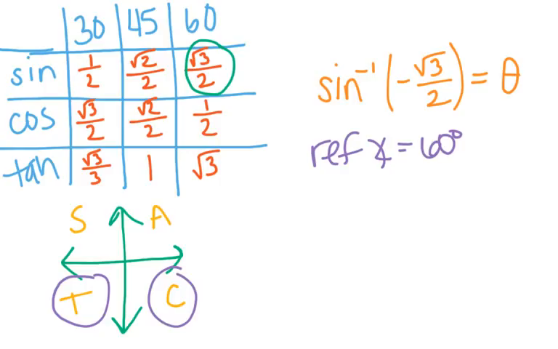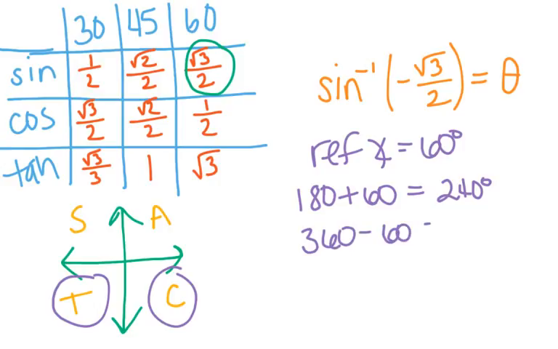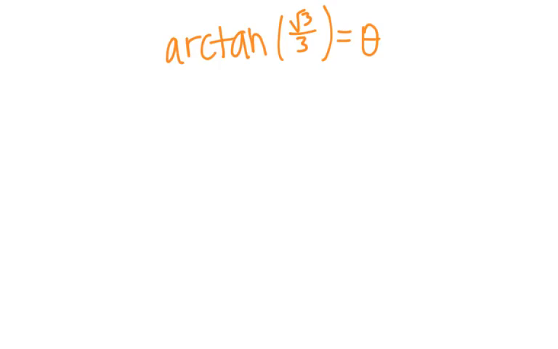So to find an angle in quadrant 3 with a reference angle of 60, I'm going to do 180 plus 60, and that's going to give me 240, so that's one of my answers. Then for quadrant 4, I'm going to do 360 minus 60, which gives me 300. So those are the two values of theta that would satisfy this equation.